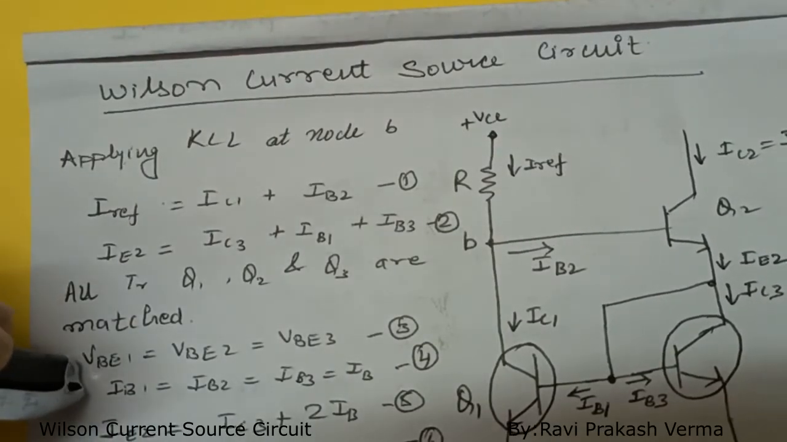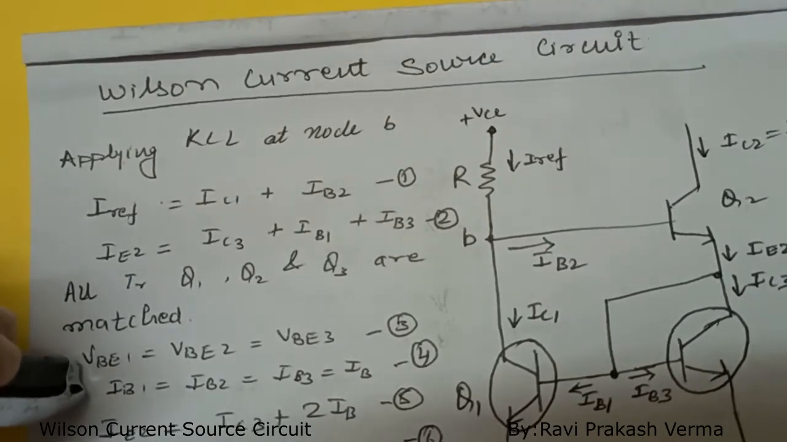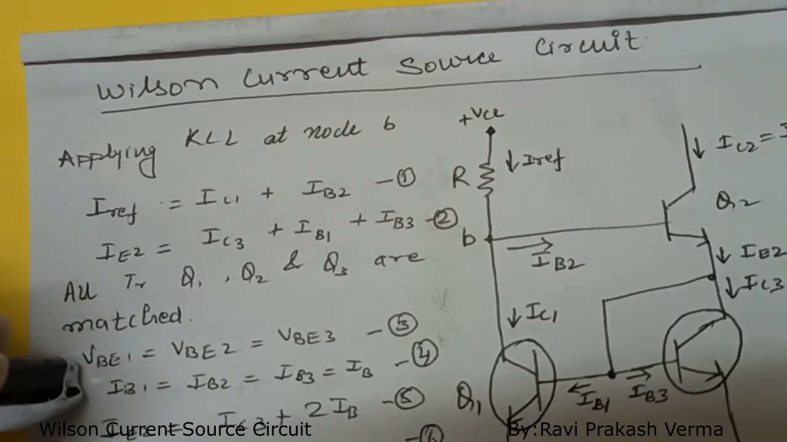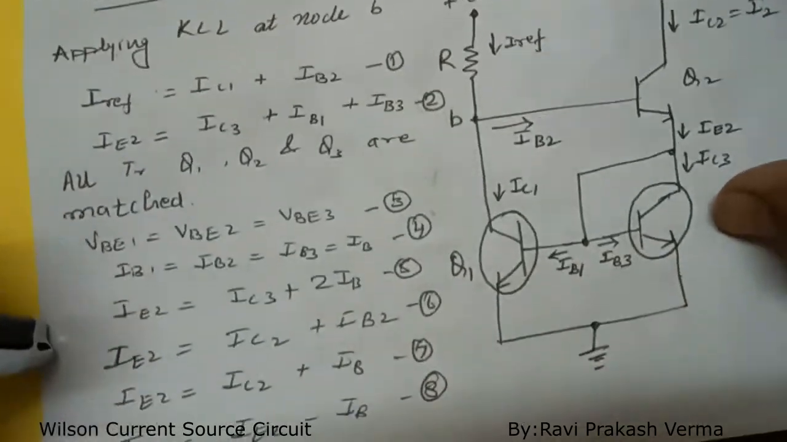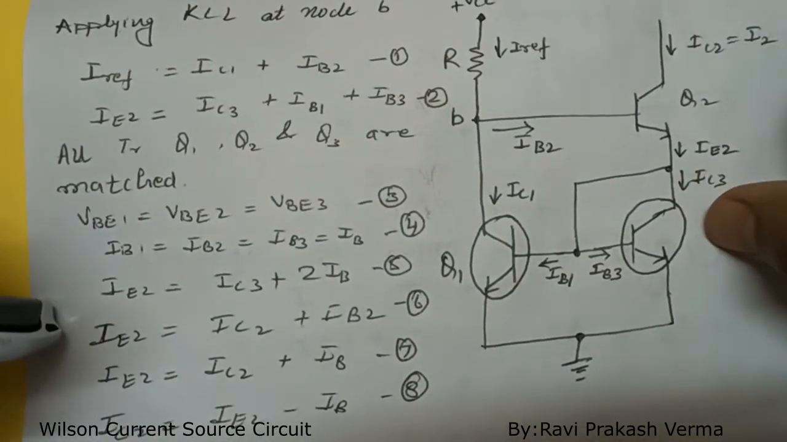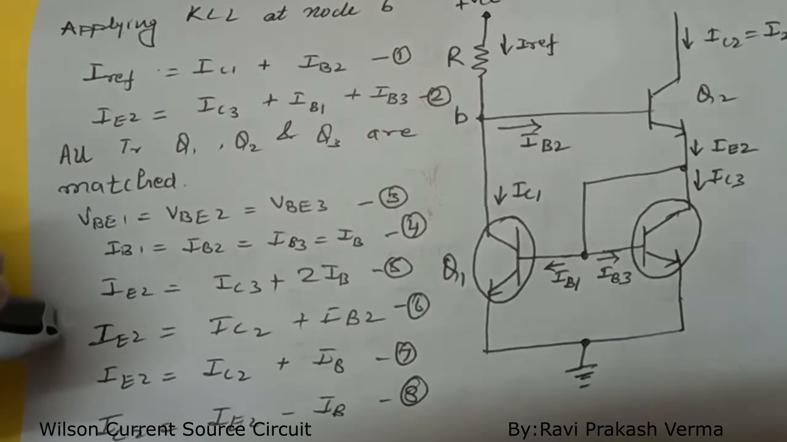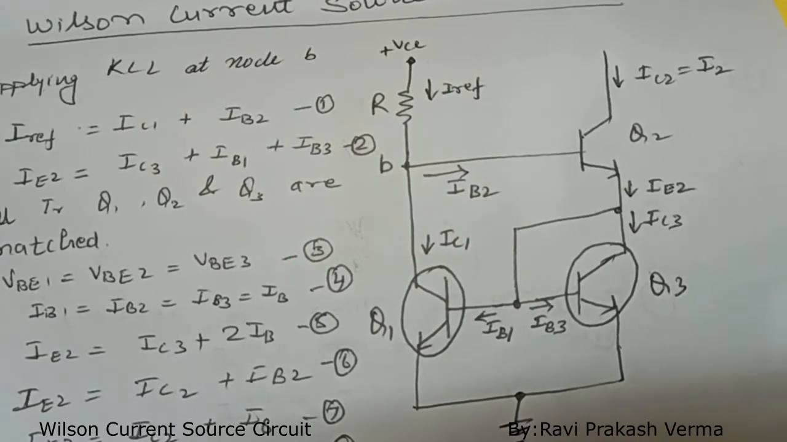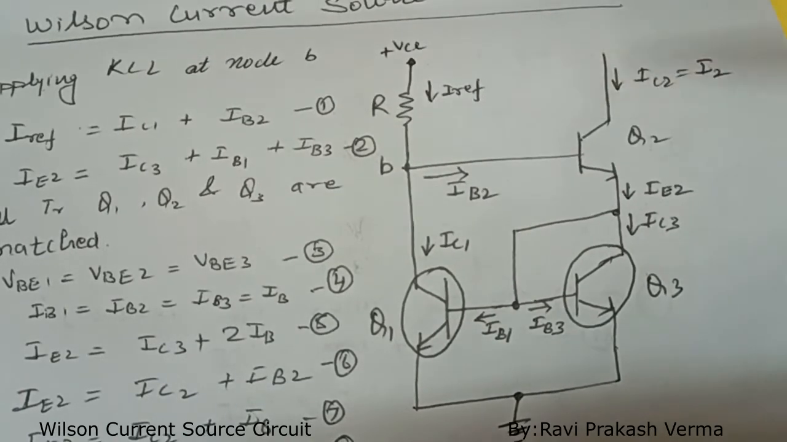In today's lecture, I am going to discuss another current mirror circuit, which is known as the Wilson current source circuit. This type of circuit is used because it has very high output resistance, and this is achieved due to the Q3 transistor, because it provides negative feedback in the circuit. That's why it has a high output resistance, and this Q3 transistor also provides base current cancellation, making I2 nearly equal to the reference current.